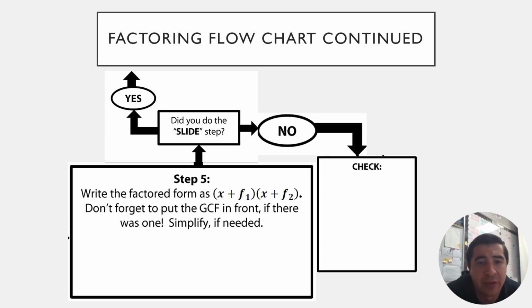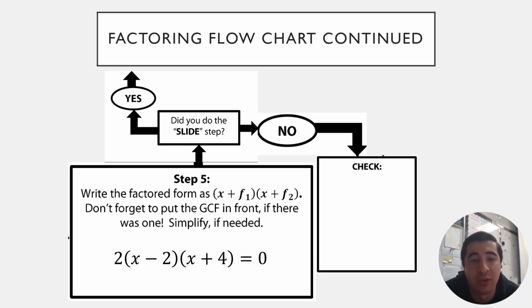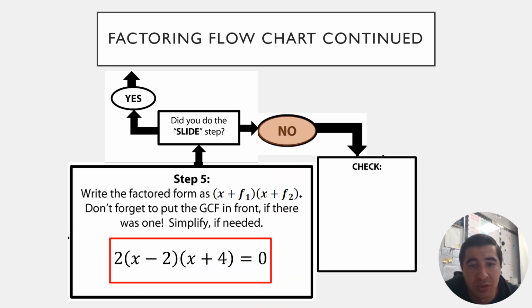Finally, for step 5, this allows us to write the factored form as x plus or minus factor 1 times x plus or minus factor 2. We don't want to forget to put the GCF in front, if there was one, and then simplify if needed. So we have 2, because that's our GCF we put outside, times x minus 2, our factored form 1, times x plus 4, our factored form 2, is equal to 0. And then we want to ask ourselves, did we use a slide method, which we'll go over as well. But in this example, we didn't have to use the slide method, so we would circle no.